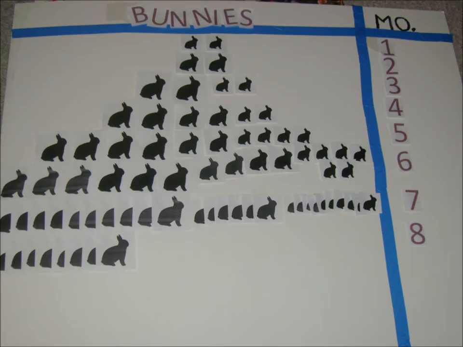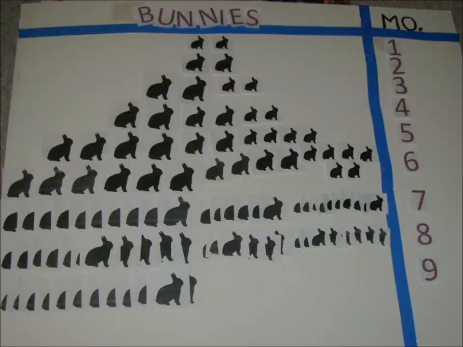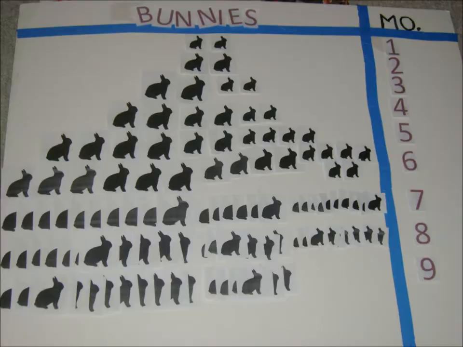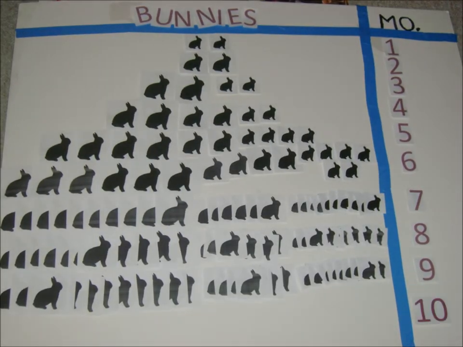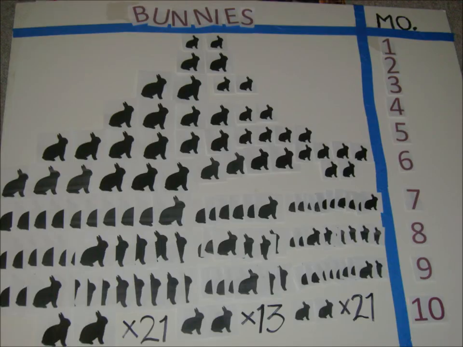In the eighth month, there were eight pairs of adult bunnies, five pairs of growing bunnies, and eight pairs of baby bunnies, for a total of 21 pairs. In the ninth month, there were 13 pairs of adult bunnies, eight pairs of growing bunnies, and 13 pairs of baby bunnies, for a total of 34 pairs. In the tenth month, there were 21 pairs of adult bunnies, 13 pairs of growing bunnies, and 21 pairs of baby bunnies, for a total of 55 pairs.